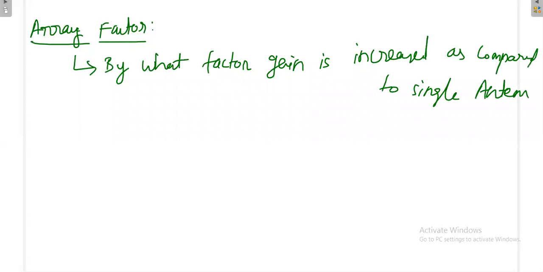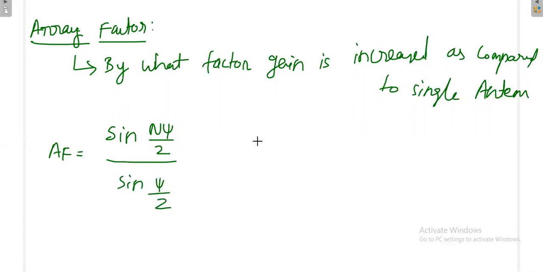So once I have an n element array, my array factor, after derivation, comes as sin(n psi/2) divided by sin(psi/2). What do you mean by psi, sir? Anybody? Psi is equal to what? Always beta d cos theta plus alpha. In general I am writing psi is always beta d cos theta plus alpha.